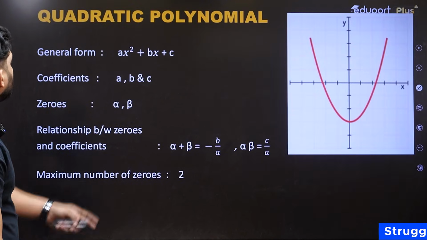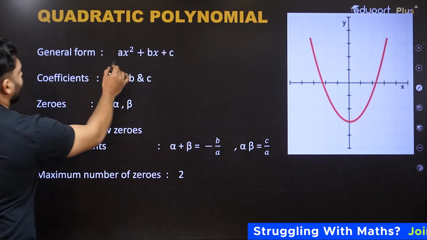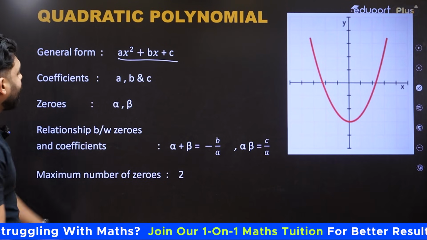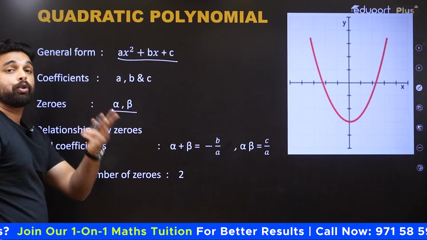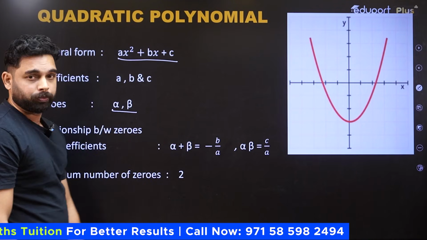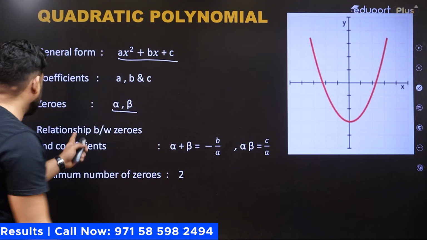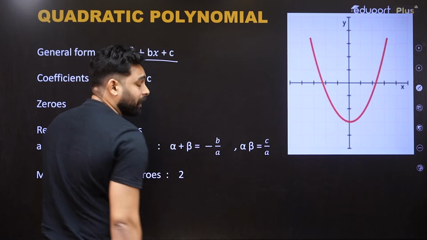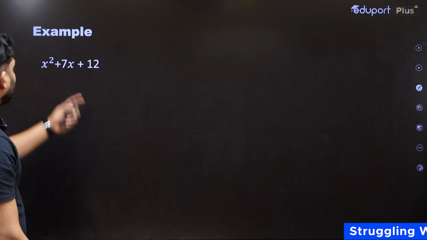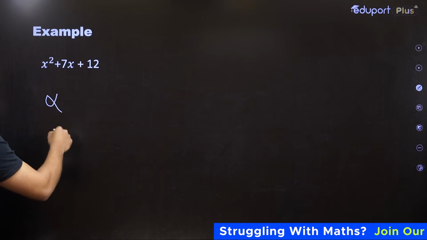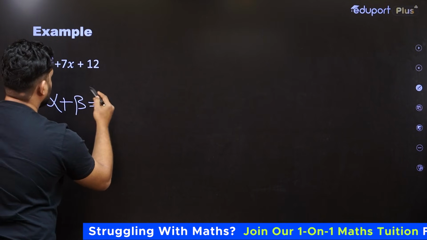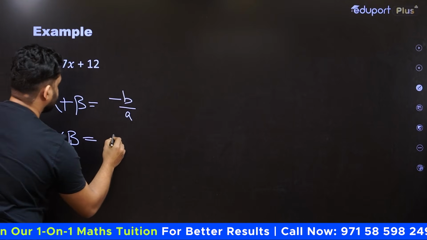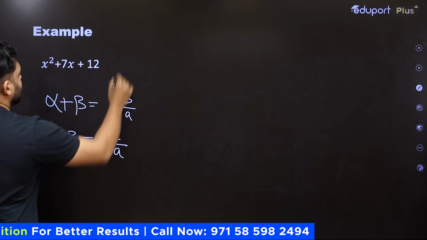In a quadratic polynomial, the general form is ax square plus bx plus c. The coefficients are a, b and c. The zeros will be alpha and beta. Here you will get a maximum of 2 zeros. The general relationship between zeros and the coefficients is alpha plus beta equal to minus b by a and alpha beta equal to c by a. Let us solve a problem. So what are a, b, c here?